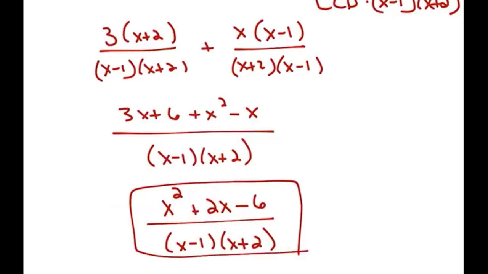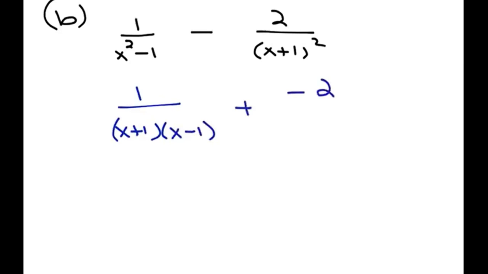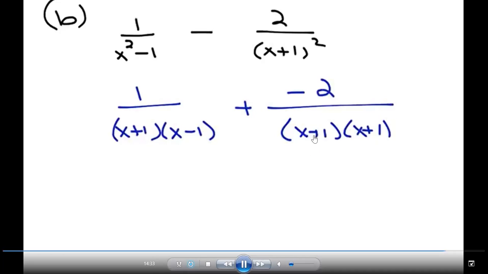Okay, the next example we have is going to be 1 over x squared minus 1, and then minus 2 over x plus 1 squared. Okay, so make sure we have common denominators. That first fraction, I just basically factor that out, right? The difference of squares. The second one, I just repeated x plus 1 twice. That's an x plus 1, by the way. Sorry, the handwriting got sloppy there.